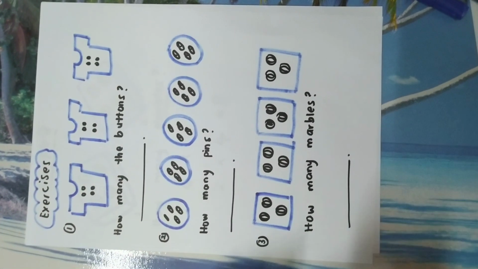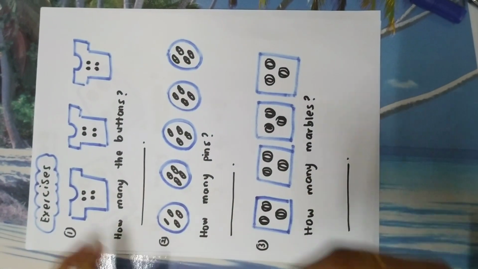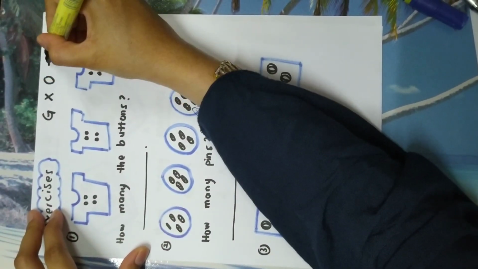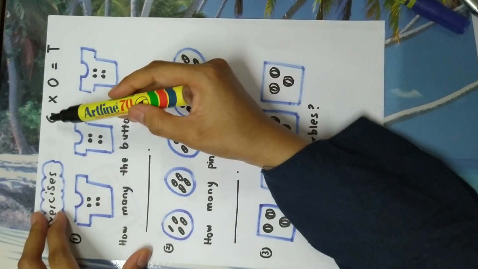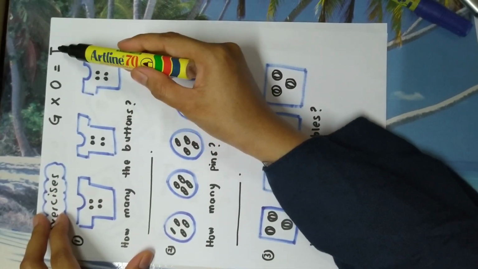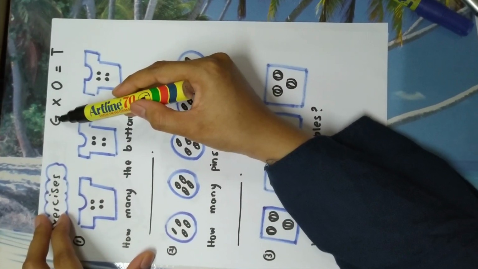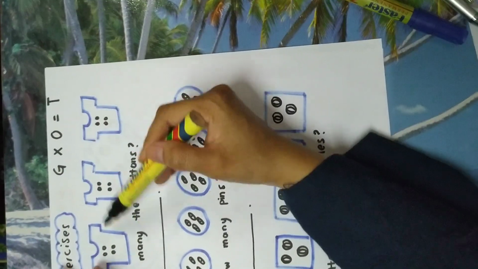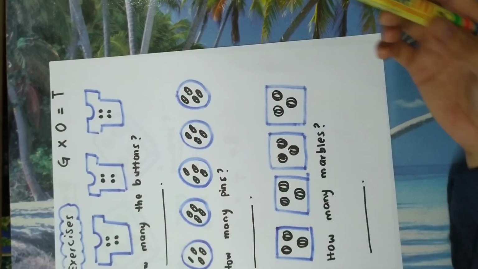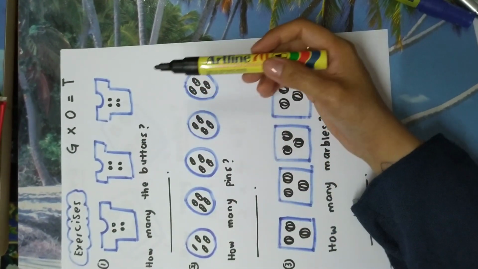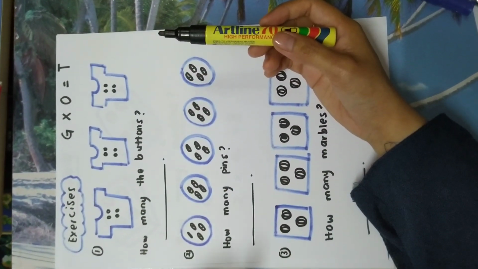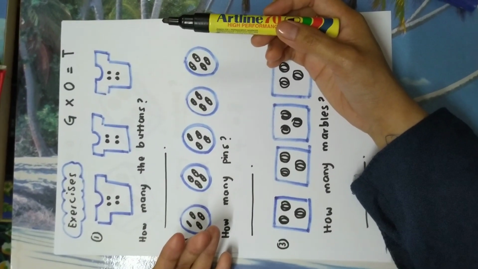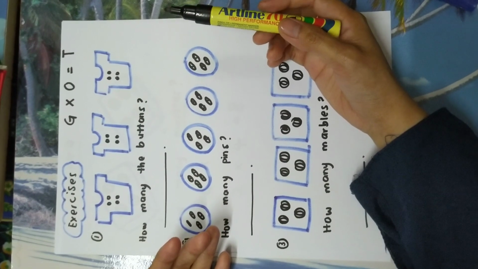So you must remember here the formula is G times O equal to T. Group times object of each group and then equal to total. Total you need to add everything. After this, easy for you, and then we continue to memorize the times table.